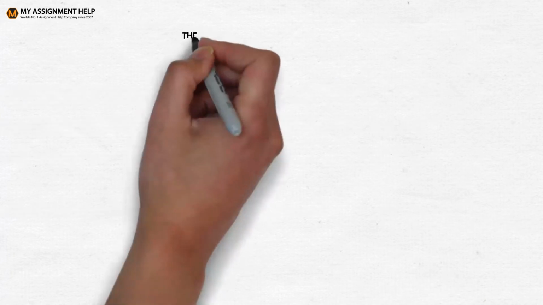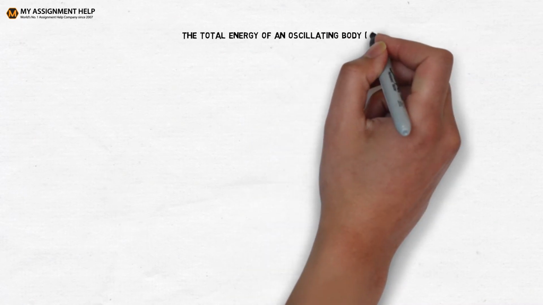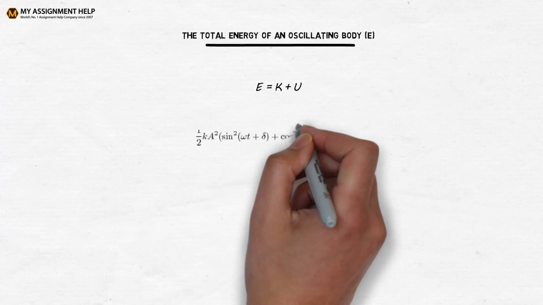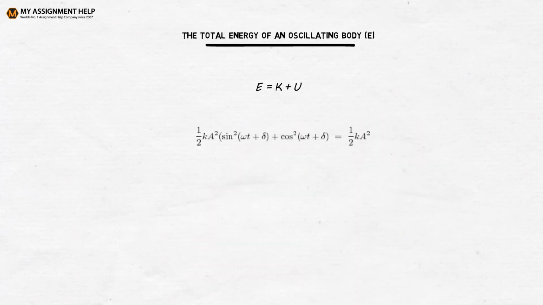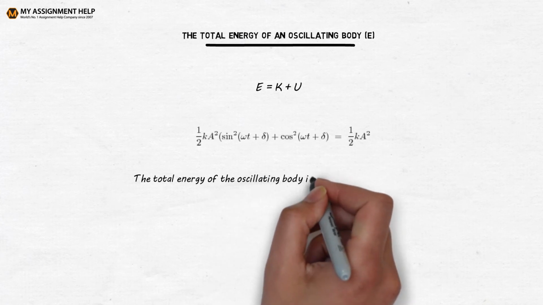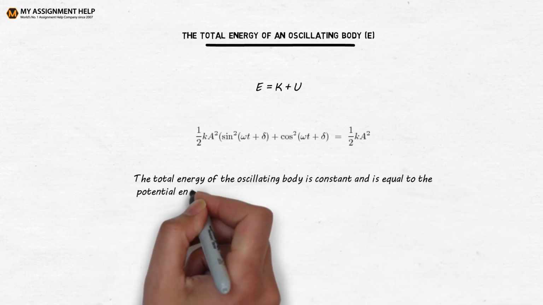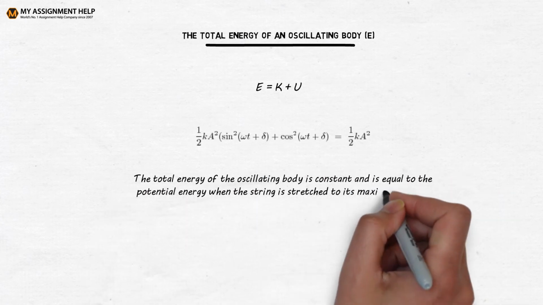The total energy of an oscillating body, E. E equals K plus U, equals half k a² [sin²(ωt + δ) plus cos²(ωt + δ)], which is equal to half k a². The total energy of the oscillating body is constant and is equal to the potential energy when the spring is stretched to its maximum value.